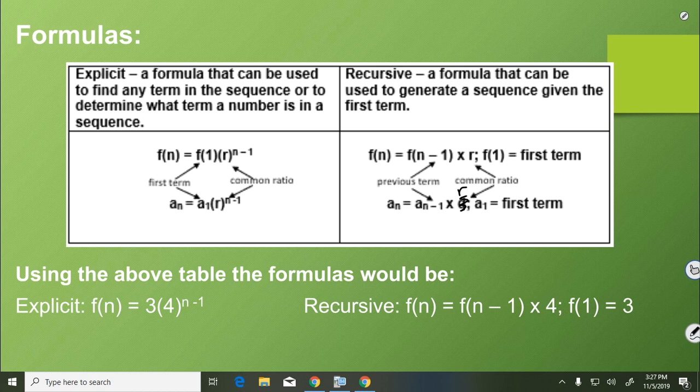So using the above table, the explicit formula would be f(n) = 3 times 4^(n-1). And the recursive formula would be f(n) = f(n-1) times 4, where the first term is 3. Because we're multiplying by 4 repeatedly, and we start with 3. Okay, so let's take a look at some examples.